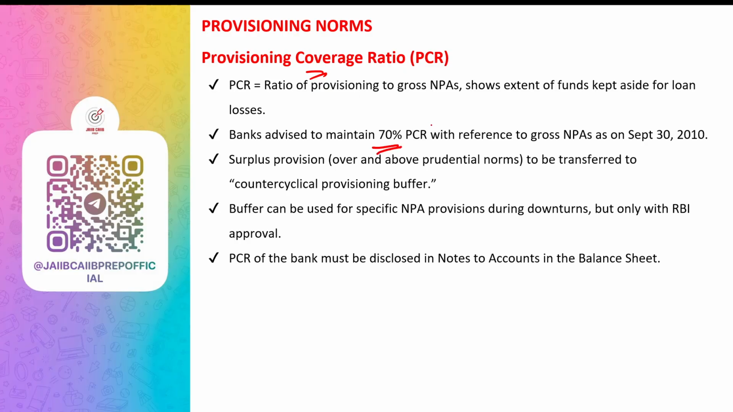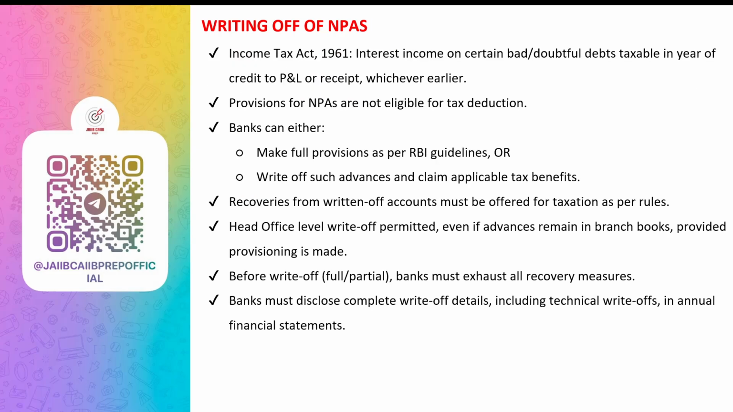If provisions are more than required, the extra amount should be kept in a special account called counter-cyclic provisioning buffer. This buffer can be used during an economy-wide downturn, but only with RBI's prior approval. A bank must disclose its PCR in the notes to account of the balance sheet so that stakeholders know how safe the bank is against the loan losses.